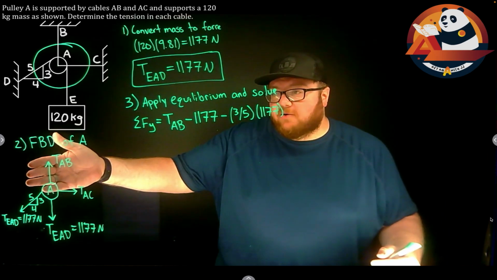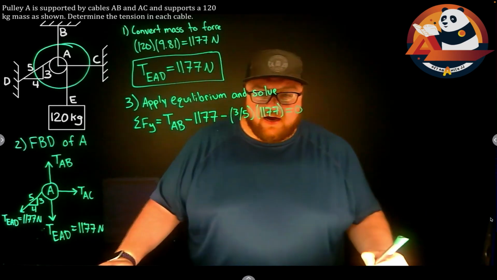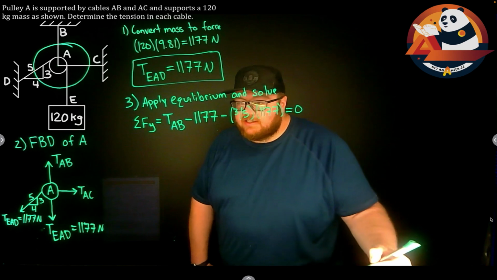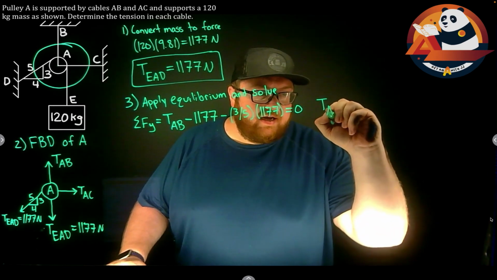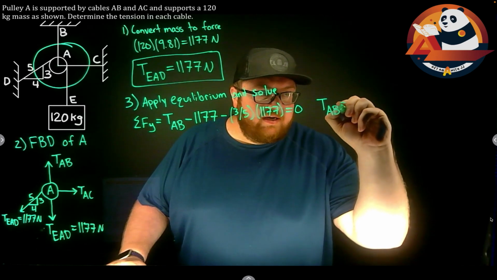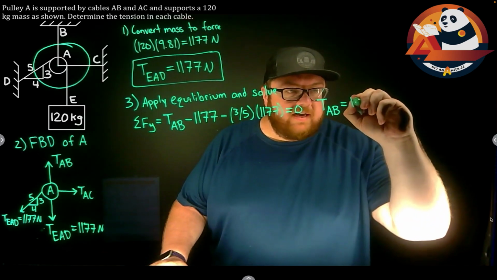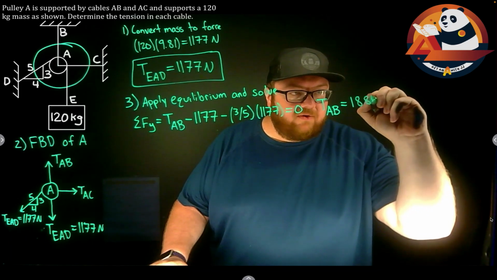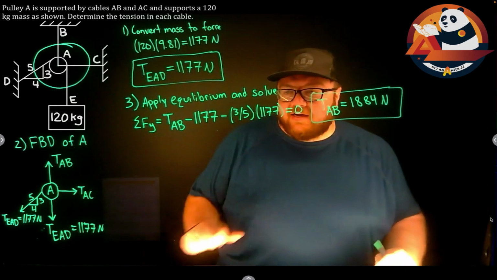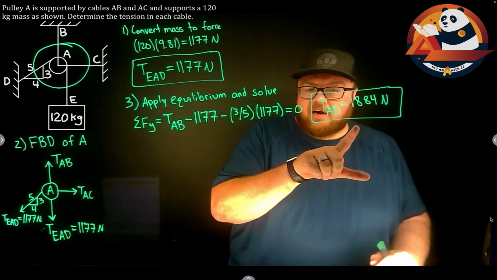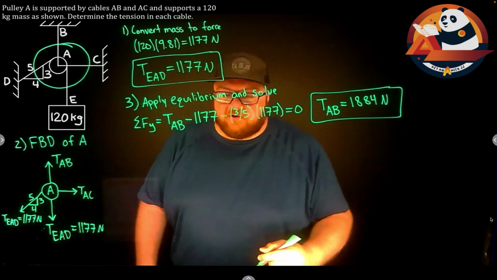We're back to TAB going up here. We can set this whole equation equal to 0 and solve for TAB. We should just get from that TAB is equal to 1,884 newtons. If we had to use that in a new equation, we don't for this problem, but if we did, we can now put it in as a known value rather than a variable moving forward.